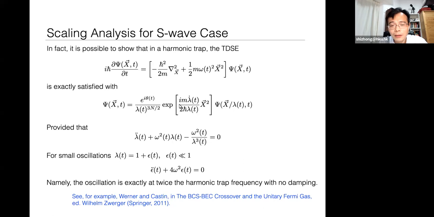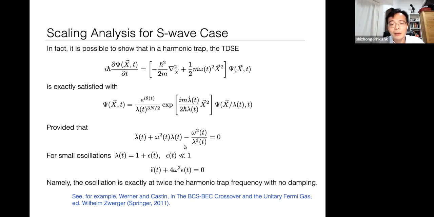So the upshot of this argument is that if you prepare your system at unitarity and then excite a small oscillation in the harmonic trap, then at any instant the wave function always satisfies the time-dependent Schrödinger equation. The monopole oscillation is essentially an oscillation stretching over the coordinate. This means there is no dissipation at all in the system. And that dissipation only refers to the bulk viscosity, because that's the breathing mode of the system.